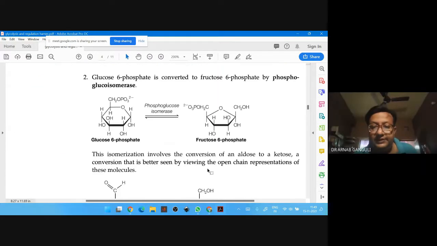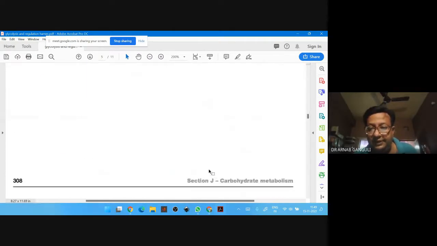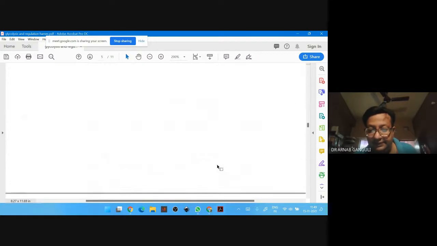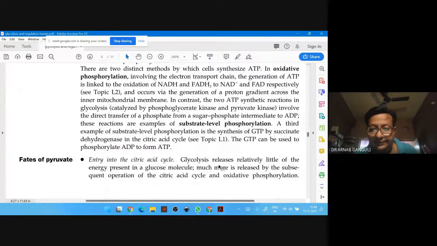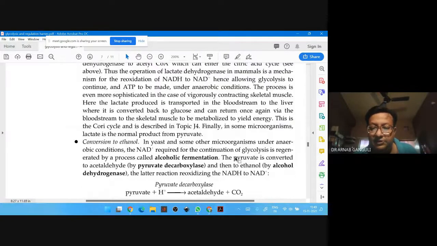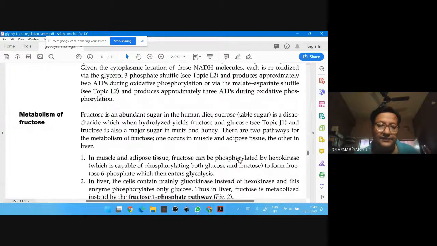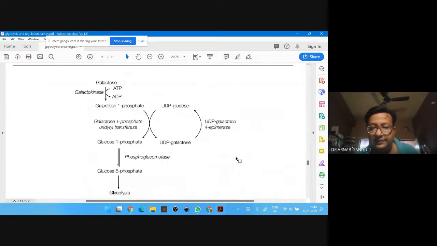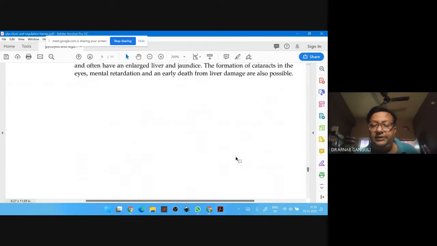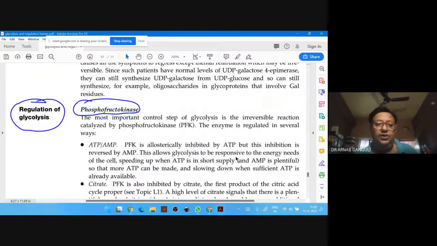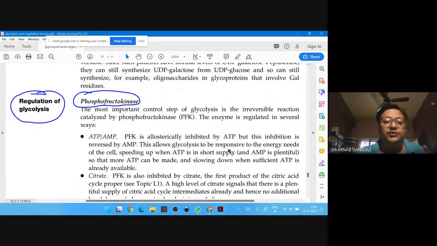Now we go to the regulation of glycolysis. I have sent this to you. Please read this as fast as possible. You don't need to study metabolism of glucose, fructose and galactose. Only glycolysis. So regulation of phosphofructokinase. It converts fructose 6-phosphate to fructose 1,6-bisphosphate.